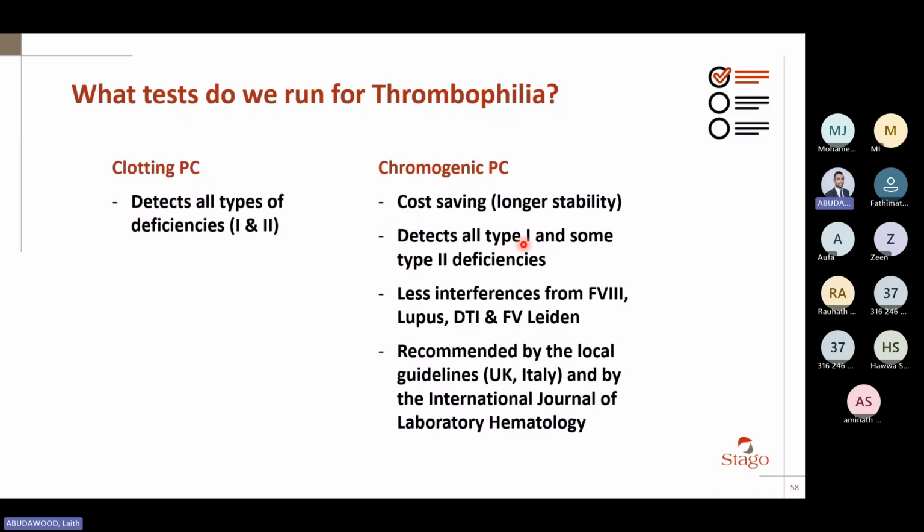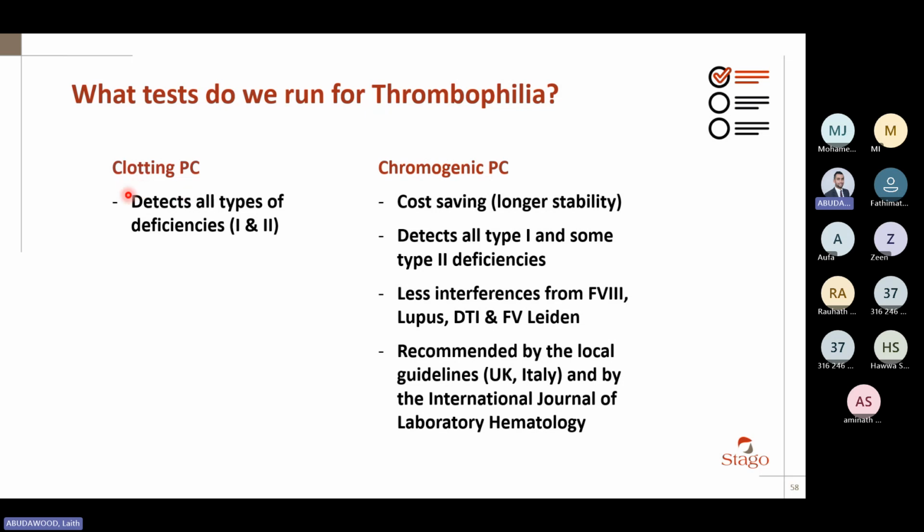It detects all cases of type 1 deficiency, which is a quantitative deficiency. However, some type 2 deficiencies, some qualitative deficiencies, it might miss. Certain mutations in protein C cannot be detected by chromogenic protein C assays. They can only be detected by clotting protein C assays. See? The advantage of clotting protein C is that it detects all types of deficiencies, type 1, which is quantitative, and type 2, which is qualitative. This is the only advantage of protein C clotting.